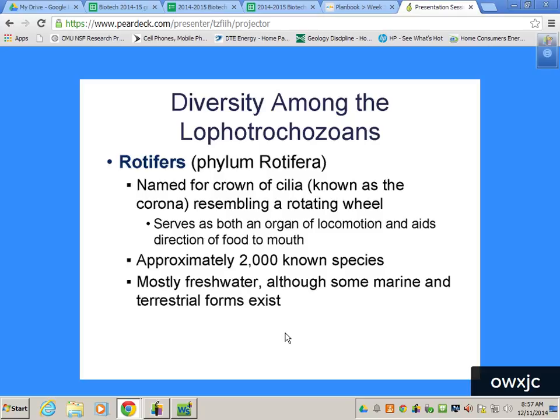And you guys remember looking at pond water, how you saw these things just taking off across the screen? You couldn't keep up with them in your field of view? Probably were a rotifer. They're extremely fast. There are approximately 2,000 known species. Mostly are freshwater, although some marine and terrestrial forms exist.